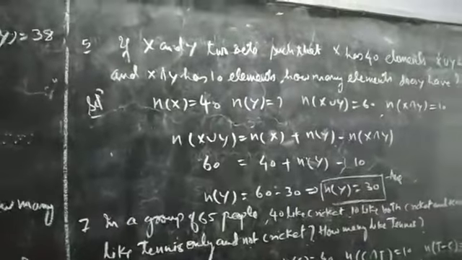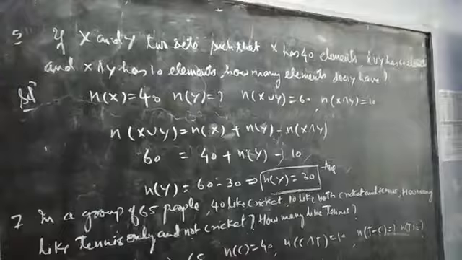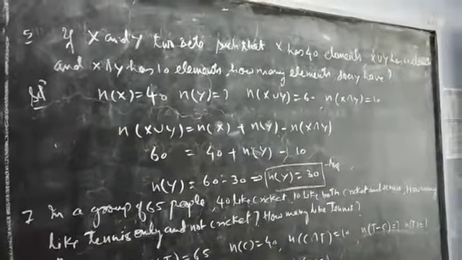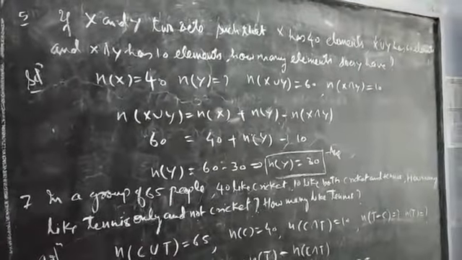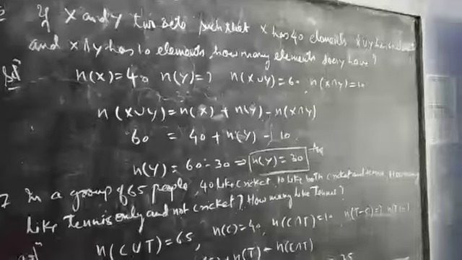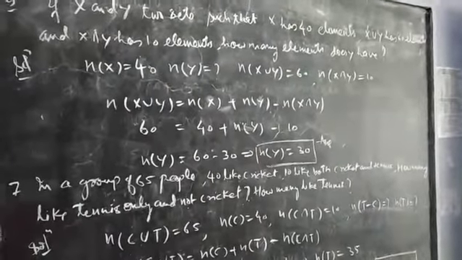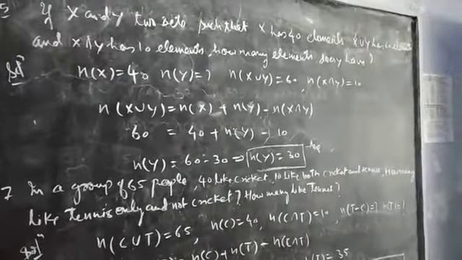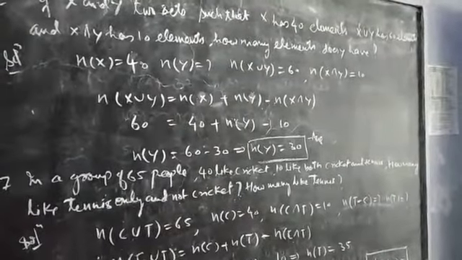Question number 5. If X and Y are two sets such that X has 40 elements, X union Y has 60 elements, and X intersection Y has 10 elements, how many elements does Y have? So n(X) = 40, n(Y) = what, n(X ∪ Y) = 60, and n(X ∩ Y) = 10. Putting these values in the expression n(X ∪ Y) = n(X) + n(Y) − n(X ∩ Y), therefore n(Y) is equal to 30.